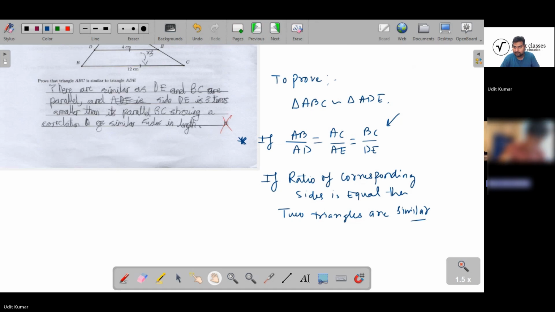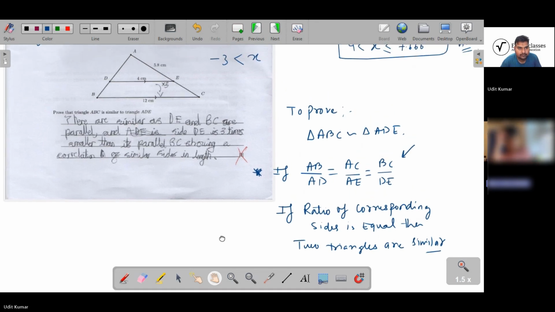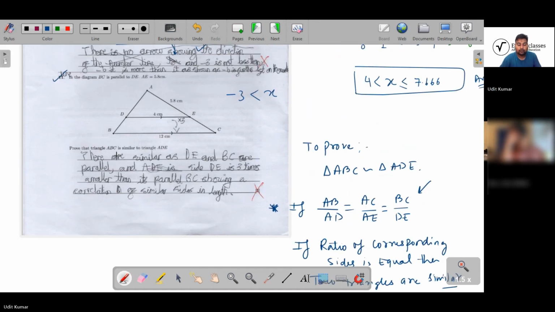But I said that it corresponds as it's like 3 times smaller. Okay. What you are saying is they are similar as DE and BC are parallel, and DE is 3 times smaller than its parallel BC, showing what? Correlation of similar sides in length.